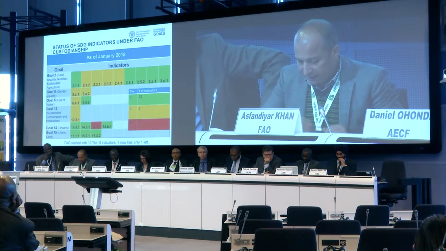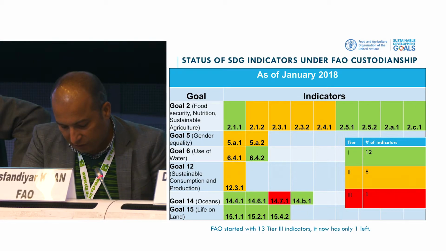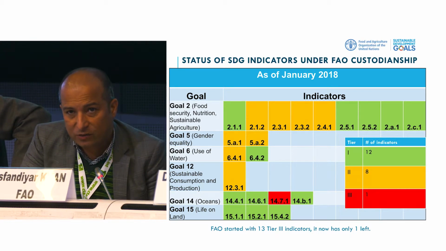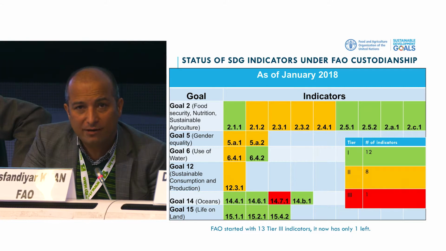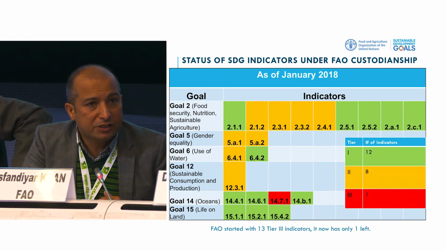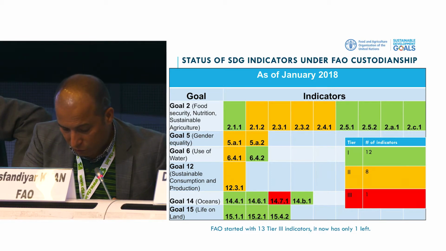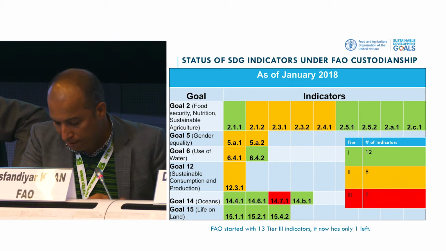So as you can see now, the picture is entirely reversed. And out of the 13 SDG indicators that were tier 3 back in 2015, only 1 is left now as tier 3. So for the rest, the IAEG-SDG has already endorsed and accepted the methodologies proposed by FAO.